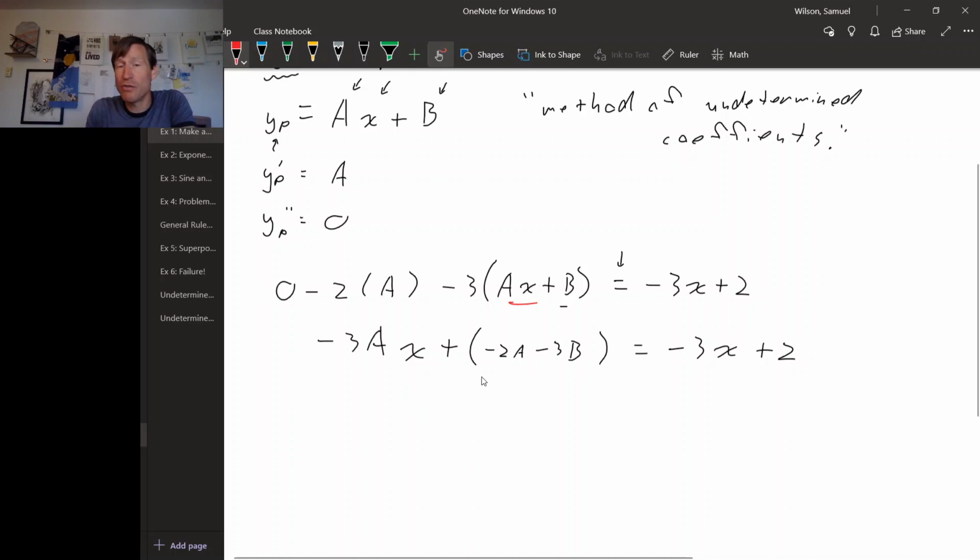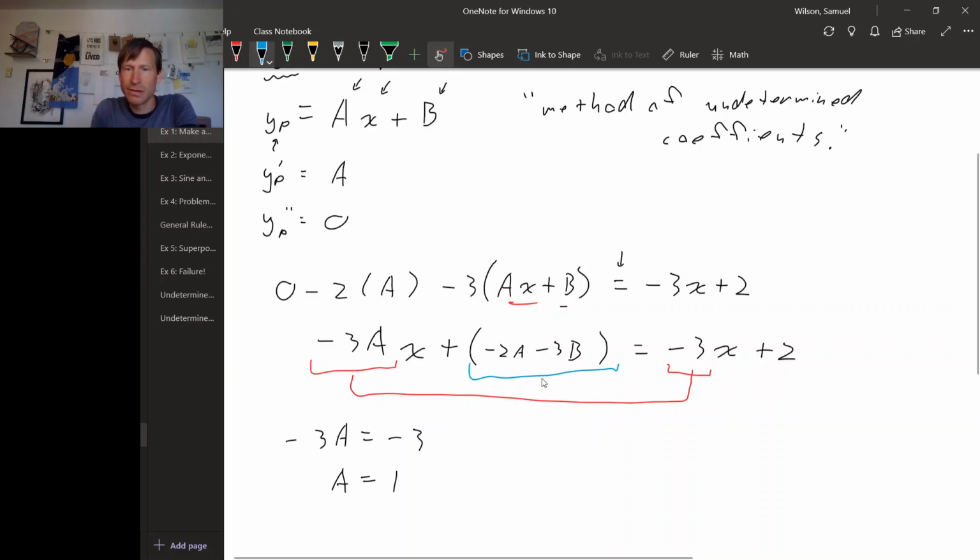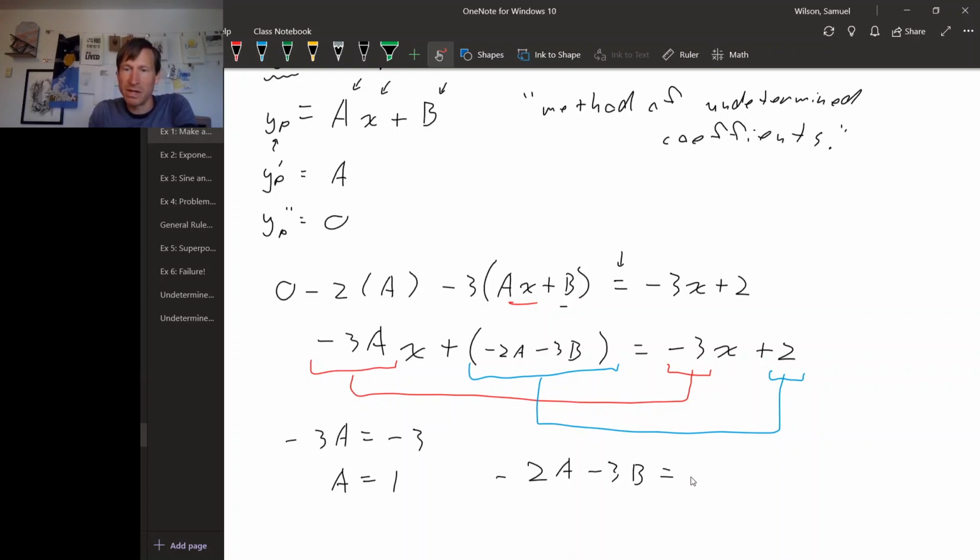So we can just compare coefficients, right? Both sides of this equation are polynomials, and if these are both polynomials that are equal, then their coefficients have to be equal. So that means minus 3a had better be equal to minus 3. And that tells us that a is 1. And then looking at the constant terms, minus 2a minus 3b had better be plus 2.